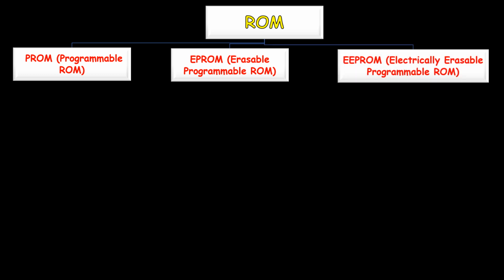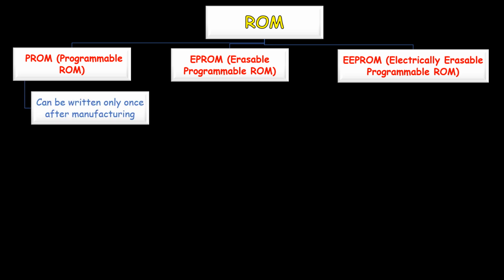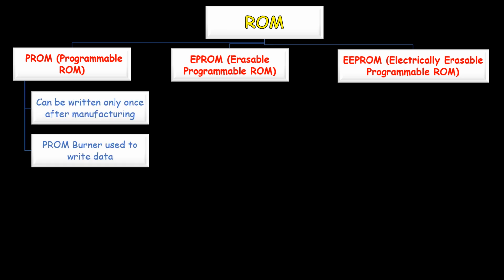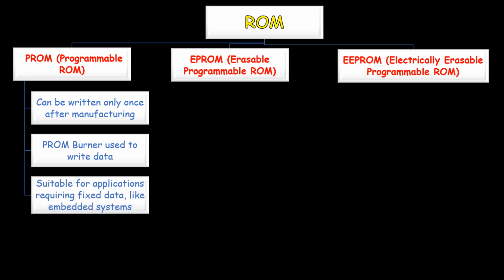There are three main types of ROM: PROM, EPROM, and EEPROM. PROM stands for Programmable ROM. PROM is blank when made and can be written to only once using a special device called a PROM burner. Once written, it can't be changed, making it ideal for fixed data in devices like calculators and appliances.